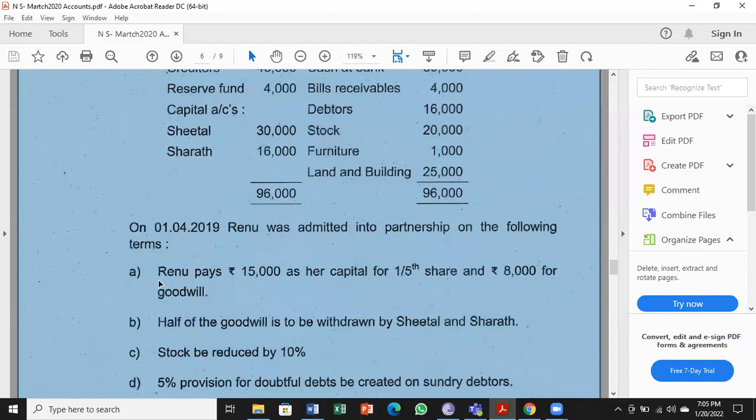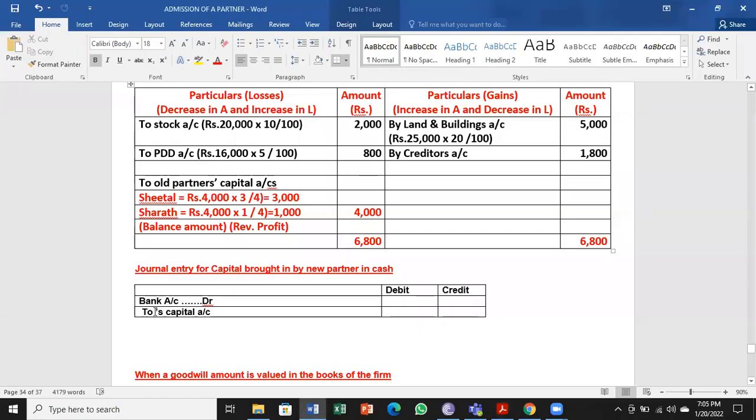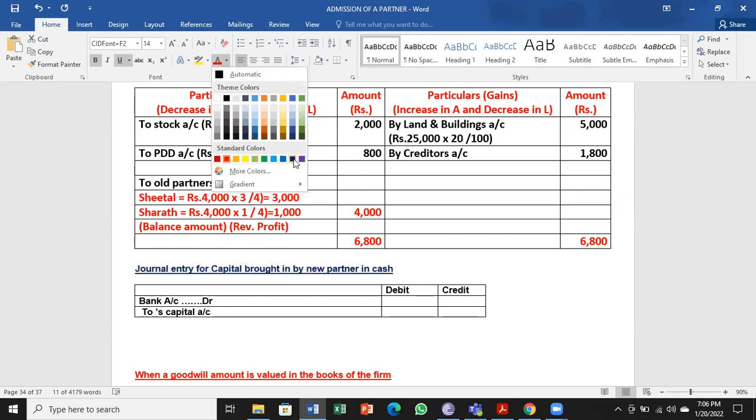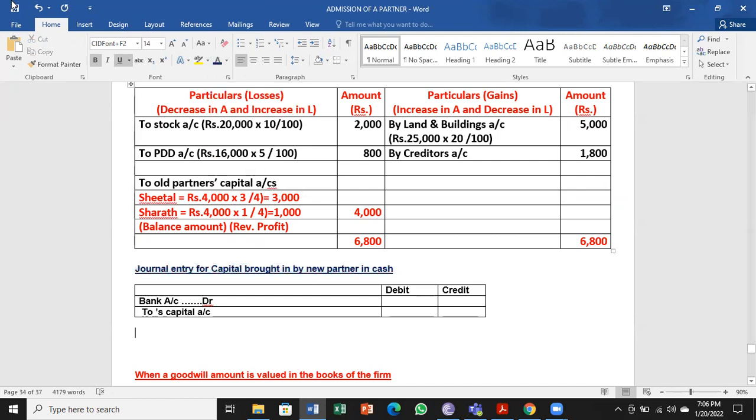Next, coming to the next part, connected to capital. Renu pays 15,000 rupees as her capital for 1/5 share. So Renu is paying the capital. So journal entry for capital brought in by the new partner in cash. So that you can see therein now. So for that, we have to make an entry.